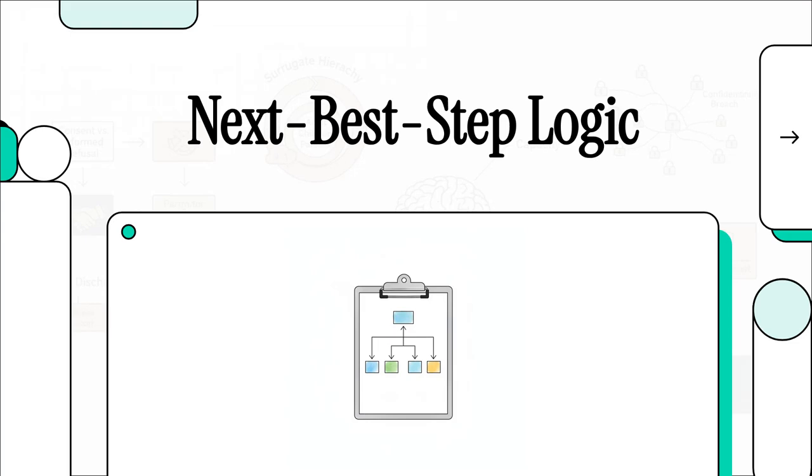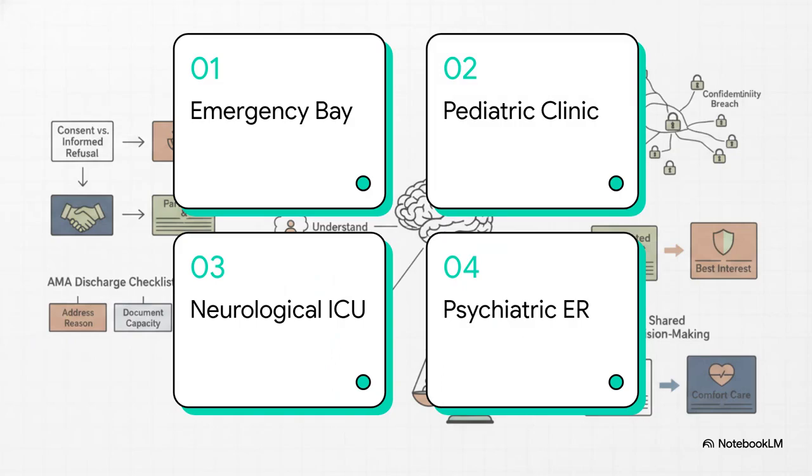Let's dive straight into Step 2 CK Next Best Step logic. We're zeroing in on exactly how to manage critically ill or complex patients, focusing purely on those exam-facing diagnostic branches and triage protocols. We're breaking this down into 4 clinical shifts today: the emergency bay, the pediatric clinic, the neurological ICU, and finally, the psychiatric emergency.